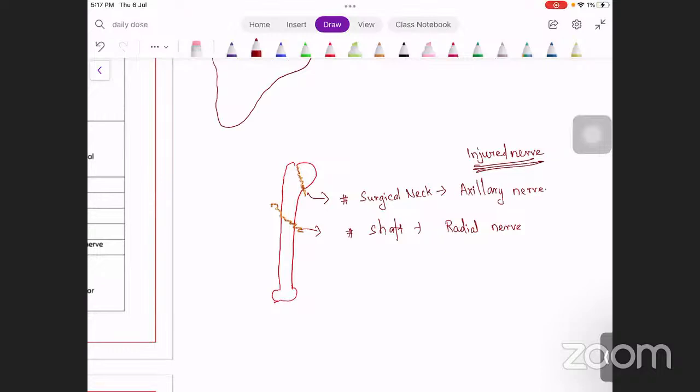Fracture on the shaft will injure the radial nerve, and fracture on the medial epicondyle will give rise to ulnar nerve. And fracture on the supracondylar region.